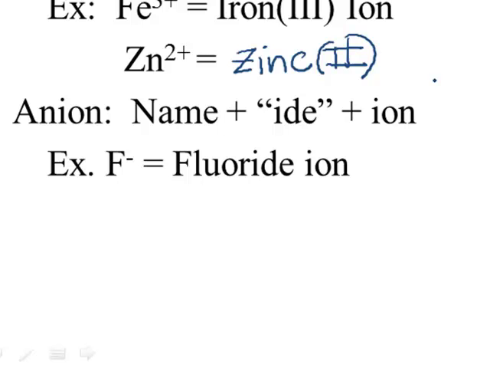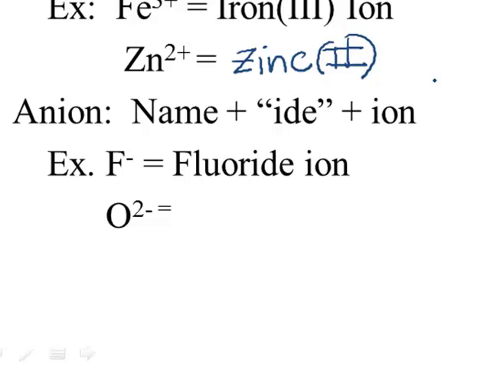For example, F on the periodic table is atomic number 9, fluorine. Because fluorine's in group 7, we know that it'll form a -1 charge. But we don't call it the fluorine ion. Because it forms an anion, we call it the fluoride ion. Fluoride, just like the fluoride that can be found in toothpaste. Try naming this one.